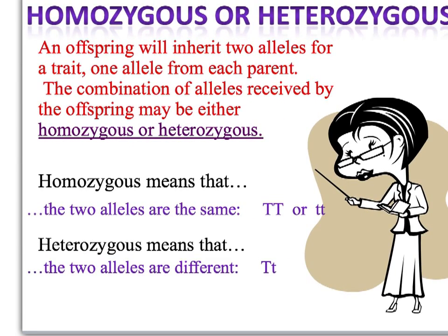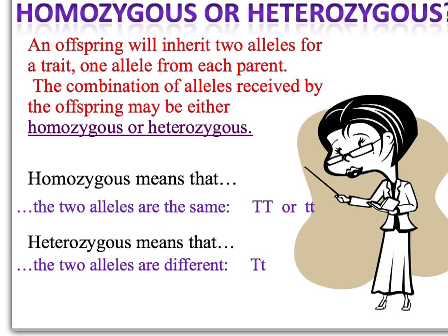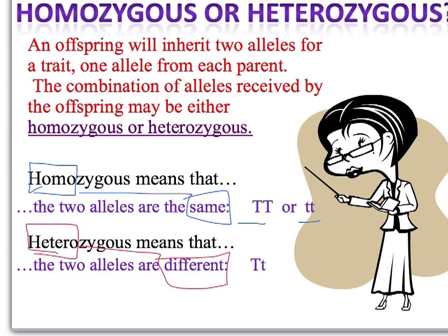We've got homozygous or heterozygous. An offspring will inherit 2 alleles for a trait, 1 allele from each parent, so they got 1 from mom, 1 from dad. The combination of alleles received by the offspring may either be homozygous or heterozygous. Homozygous, remember, homo is a prefix that means the same. And so here you see the alleles, big T or little t, little t. Those are homozygous. And heterozygous, remember, means different. And so in this case, we have a big T and a little t.